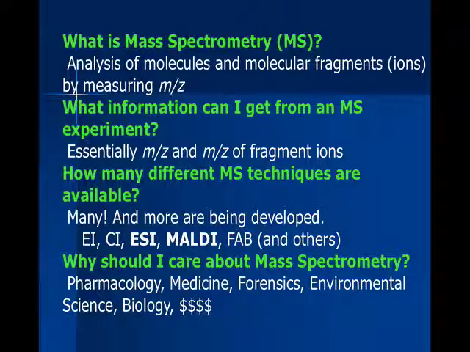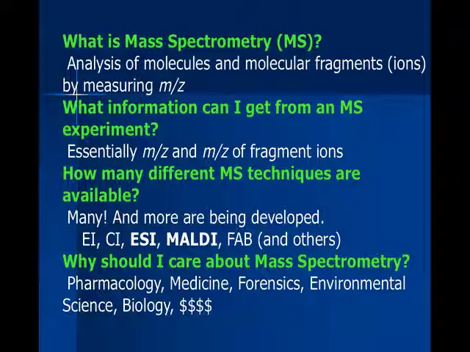So, what is mass spectrometry? Mass spec is the analysis of molecules and their molecular fragments based on their mass to charge ratio. What kind of information can you get? Essentially all you really get is the mass to charge ratio, the fragment ions, and their intensities. That's basically all you can get out of the technique. However, if you're clever, you can do a lot of different things with that information to get a lot of structural information from it.